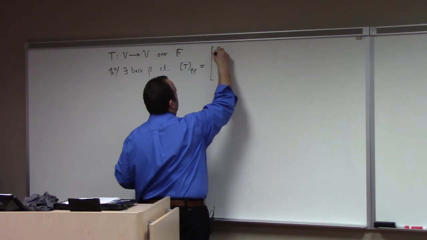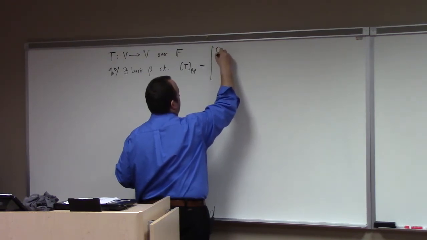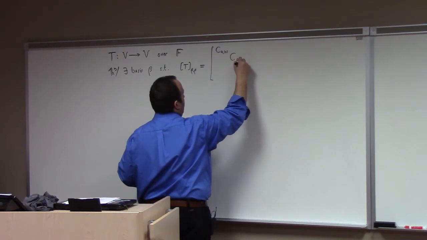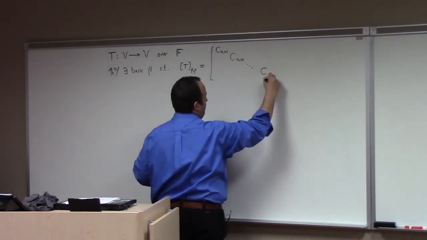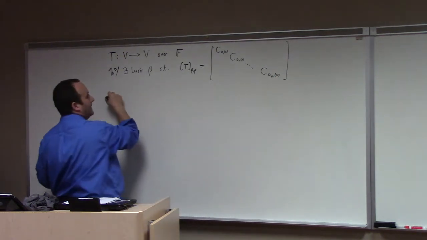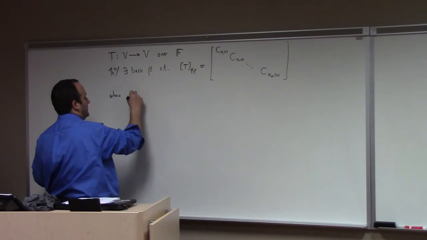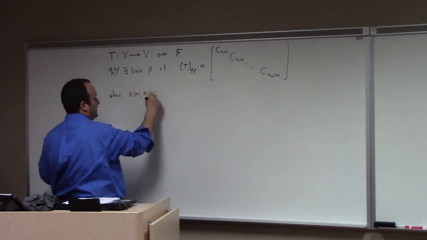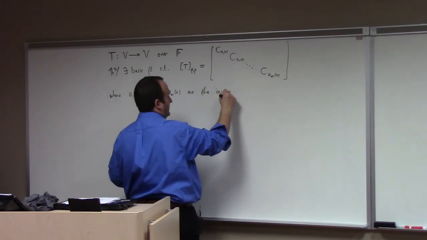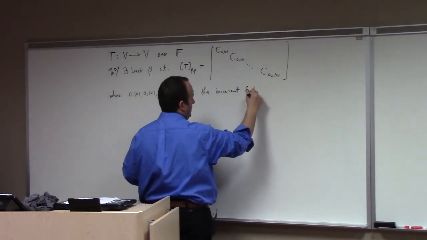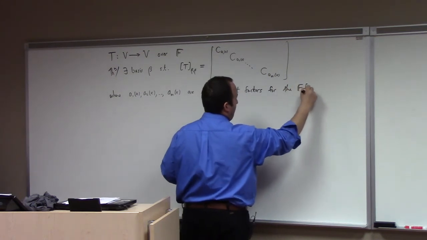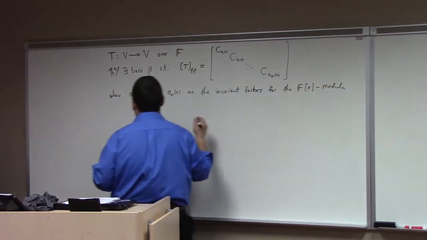block diagonal. So if I recall correctly, the companion matrix of A1 of X, the companion matrix of A2 of X, the companion matrix of, let's say, AM of X, where A1 of X, A2 of X, AM of X are the invariant factors for the F[x] module induced by T.